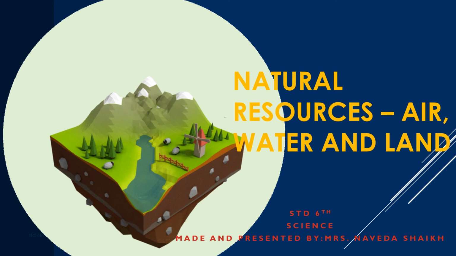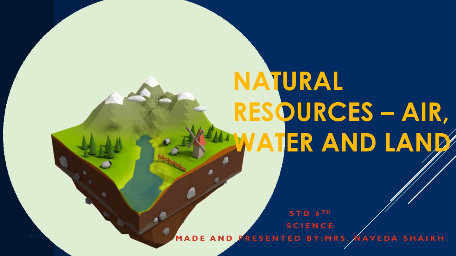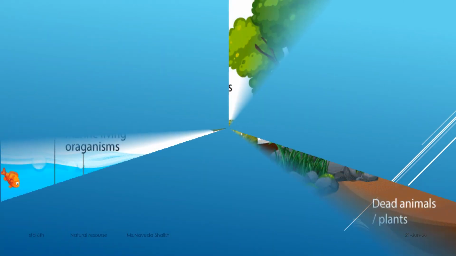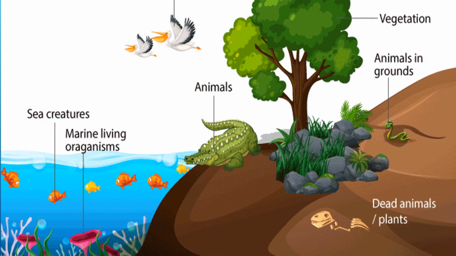So, before we learn about natural resources, air, water, and land, the very first thing that I would show is this image. Now, when you look at it, you will find that there are certain organisms which are on the surface of the earth, some are flying in the air and some are inside the water. So, this earth is divided in three spheres. First is the hydrosphere, which is comprising of water and the organisms which are living in it.